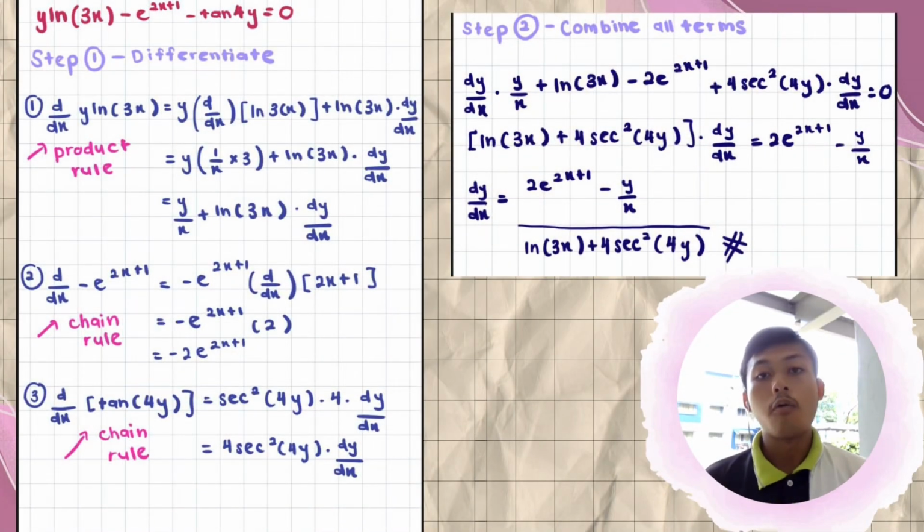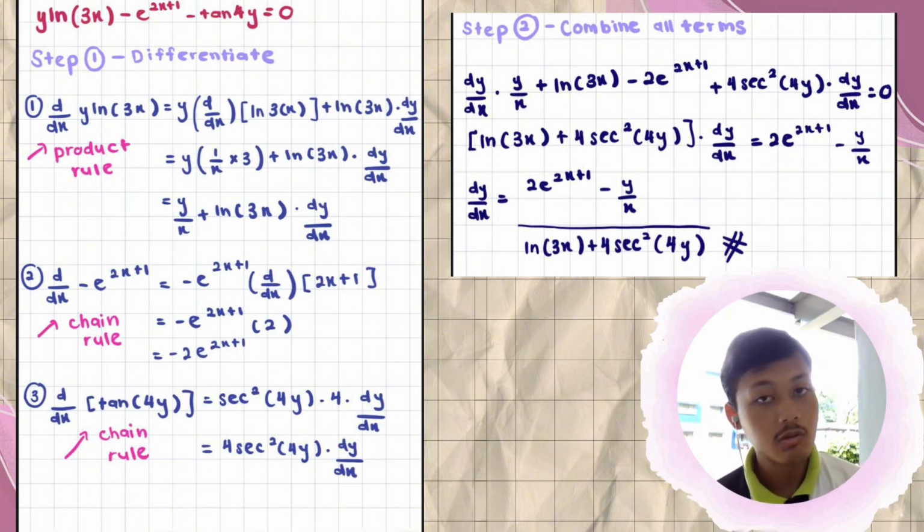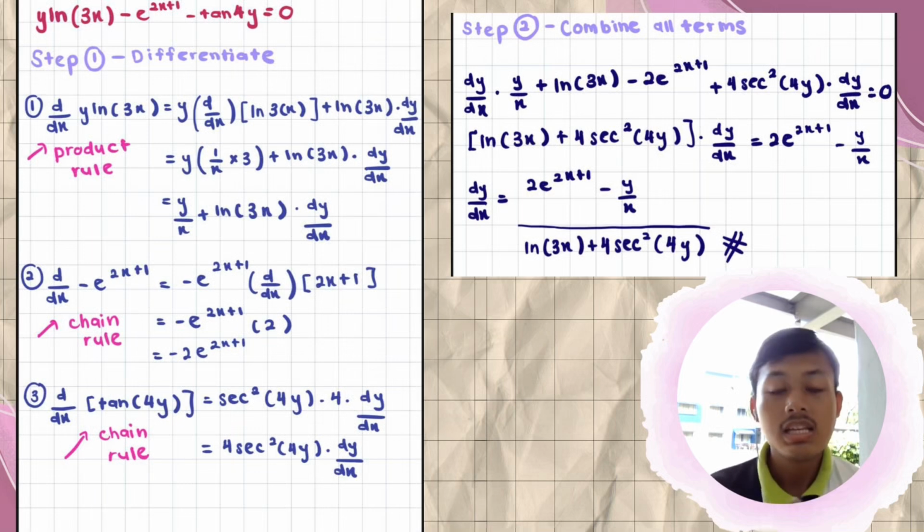Now, I will give an explanation on how to answer question number 3. Given the question is y ln 3x minus e to the power of 2x plus 1 minus tan 4y is equal to 0, and we have to find dy/dx using implicit differentiation. For the first step, we will need to differentiate both sides with respect to x, which means we have to differentiate each term using the chain rule or the product rule when necessary.